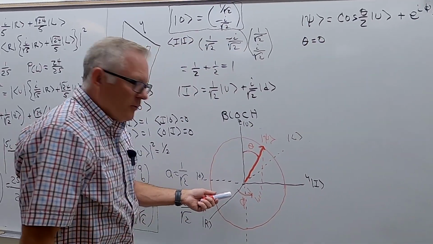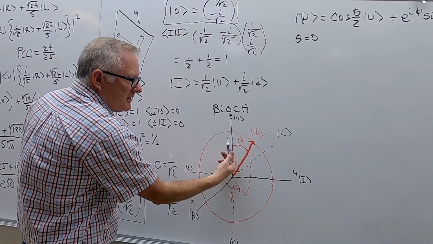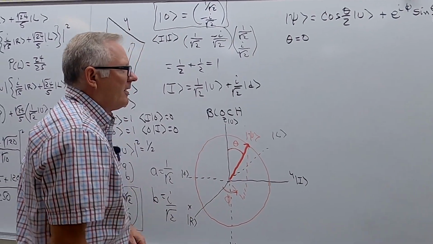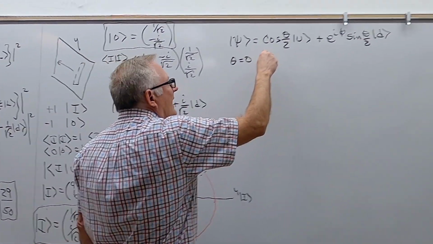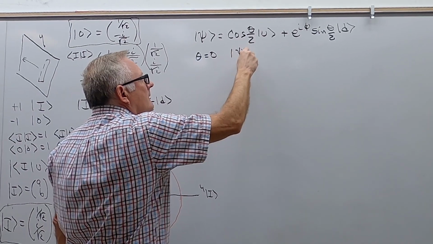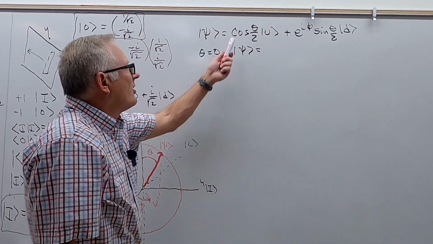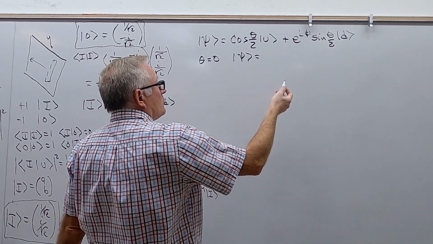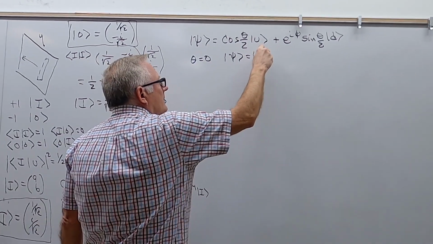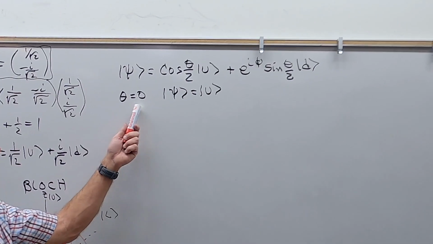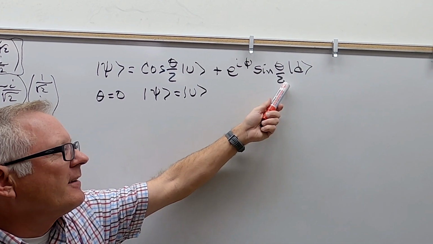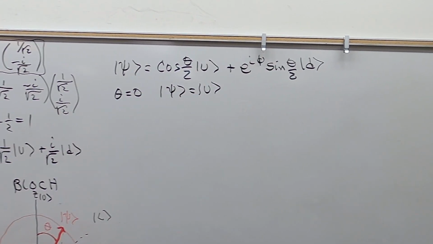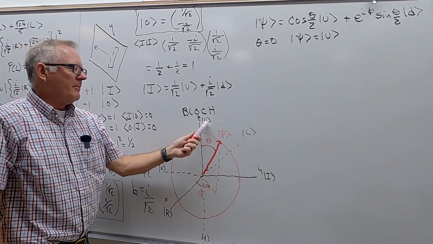And it doesn't matter what phi is, because there's no phi if you're just sitting there pointing up, so it doesn't matter on phi. So what is psi? Psi is equal to the cosine of 0 over 2, which is just cosine of 0, which is just 1, so that's just up. And then you plug in 0 over here, that's just 0. Okay, which means you're just up. That's what we said we were.